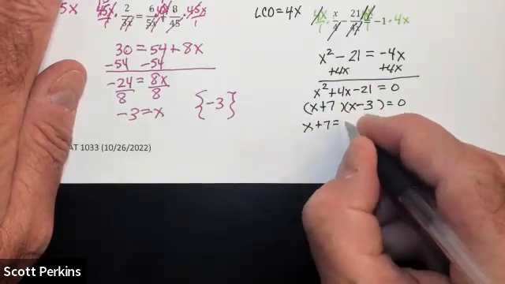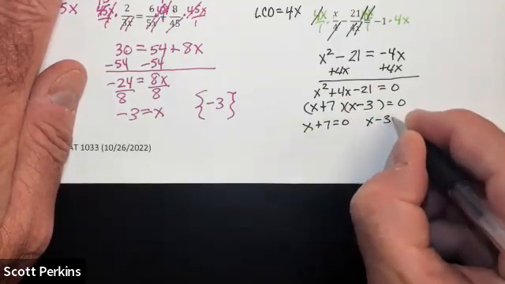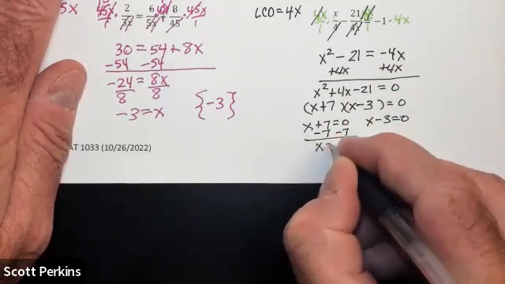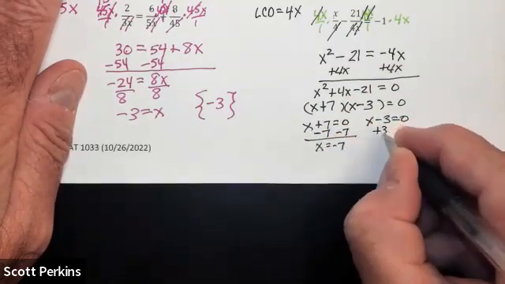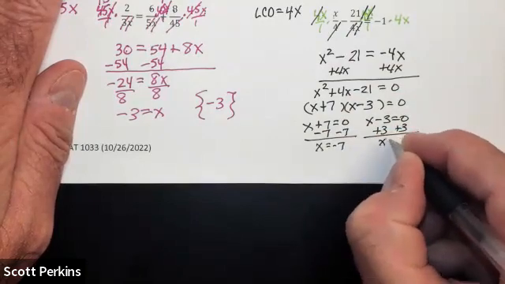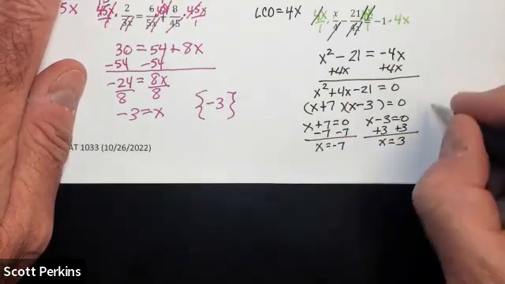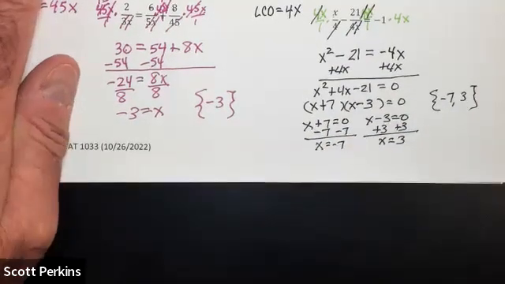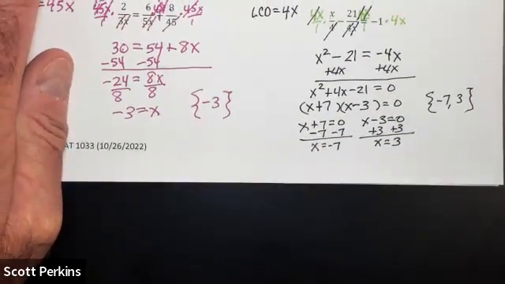The rest of this, just going to set those 2 factors equal to 0. I'm going to subtract 7. My first solution is negative 7. My second solution is positive 3. That's my solution set. And we're done with that problem. Those are the two numbers that if I use them, will create a true statement in what I started with.